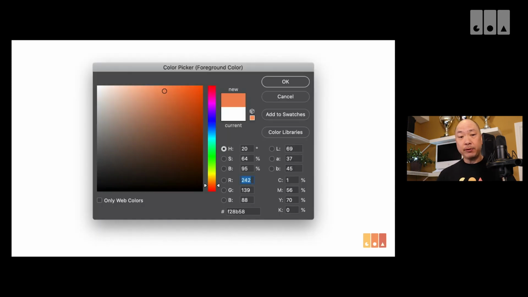And combined, we get our specific color. So here, for example, we have a color picker. This happens to be the color picker from Adobe Photoshop. And you can see here that if you pick a color here, that's exactly the orange that we have for Game of Apps. Then the RGB values would be 242, 139, and 88. And here it also tells us the hex value. The hex value is F28B58. Okay, that's the hex value.